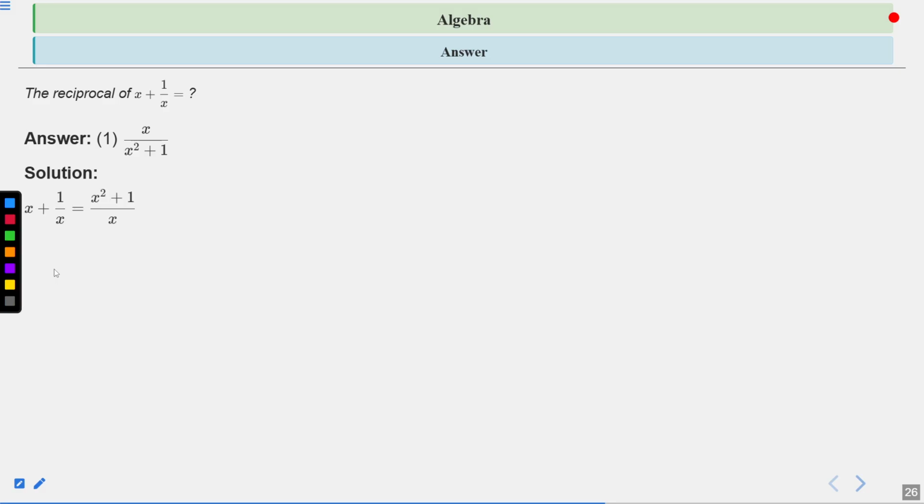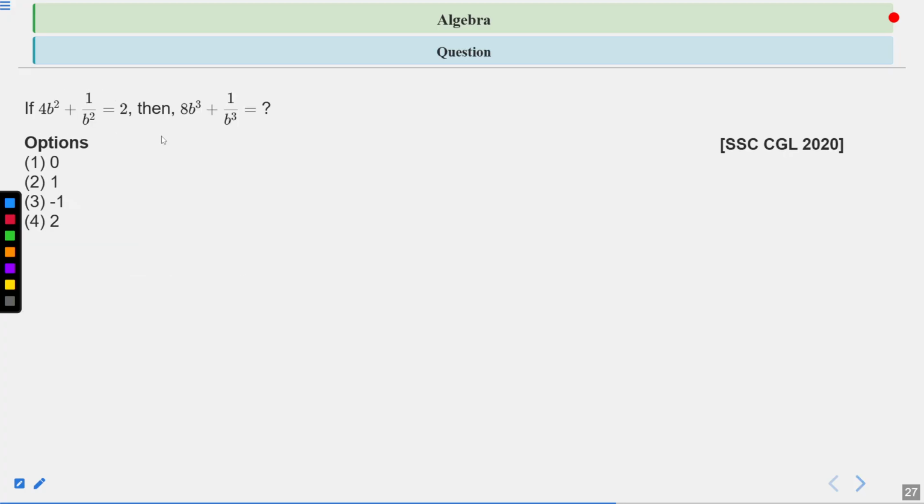When we solve x plus 1 upon x, what do we get? We take the LCM. The LCM will be x, so we get x square plus 1 upon x. Now we can reciprocate it. The reciprocal of x square plus 1 upon x will become x upon x square plus 1. So this is our answer. The first one is the correct answer of this question. Next one.